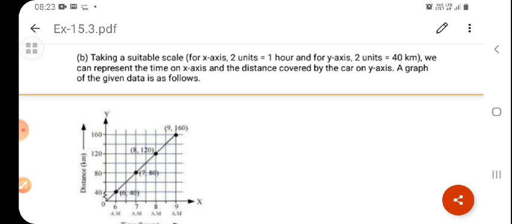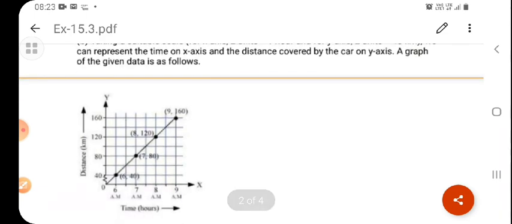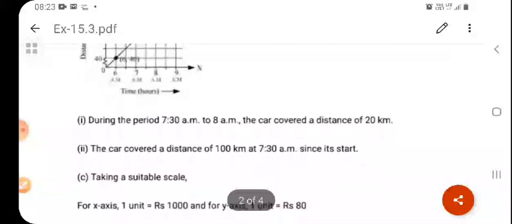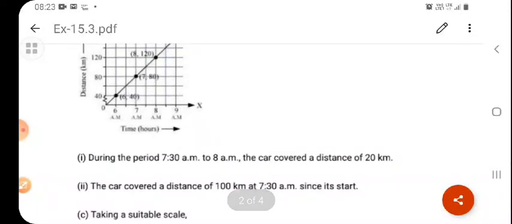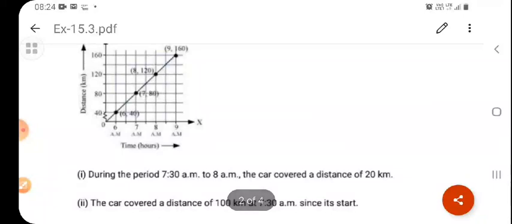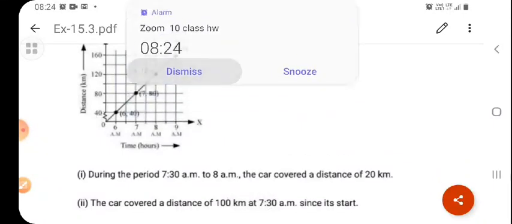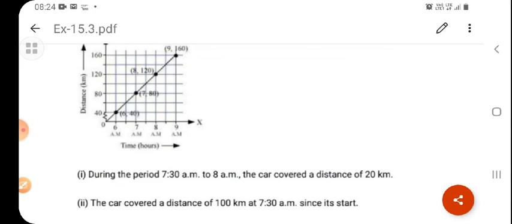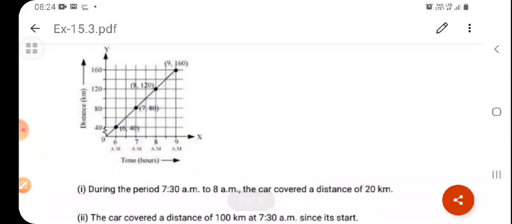So 0, 40 and then 80, 120 and 160. So we will plot the graph as 6, 40; 7, 80; 8, 120 and 9, 160. These are the coordinates on the x-axis and y-axis. During the period 7:30 am to 8 am, the car covered a distance of 20 km. You can see here by the graph you can answer that between 7:30 am and 8 am the car covered a distance of 20 kilometers.